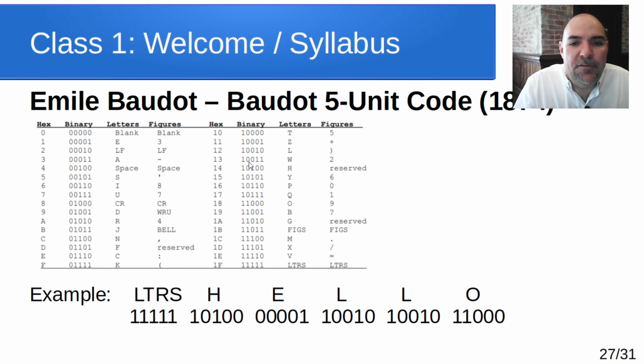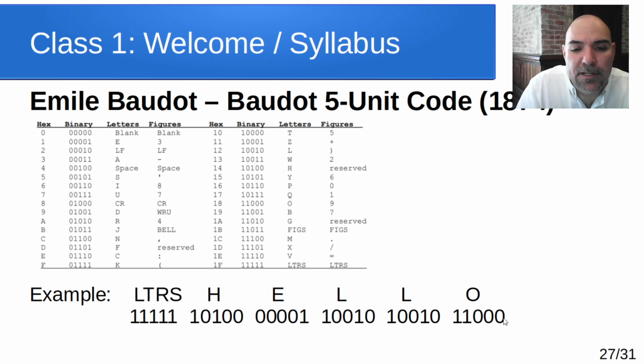Okay, so anyway, here's an example of an encoding. Here we're saying hello. So first we send letters to make sure it's in the letters configuration, and then we send H, which here's H in the table. 1100 H, E 00001, L 10010, another L 10010, and an O 11000. That's what hello would look like.